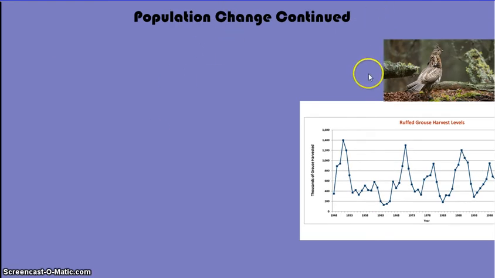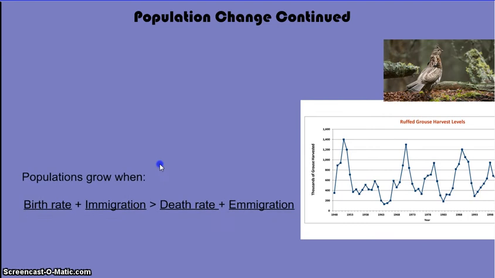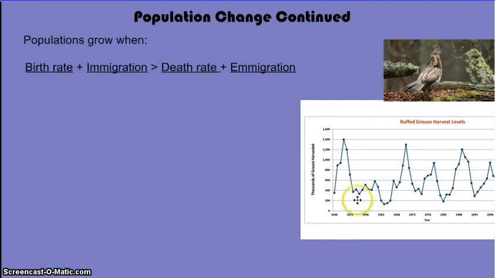So population change continued. Some more information about this. If you want to know what makes a population grow, then anytime the birth rate and the immigration rate is greater than, this little symbol here means greater than, the death rate and emigration, then the population will grow.